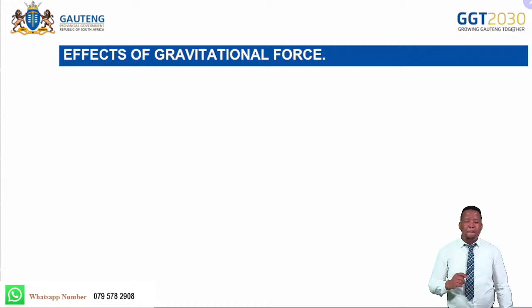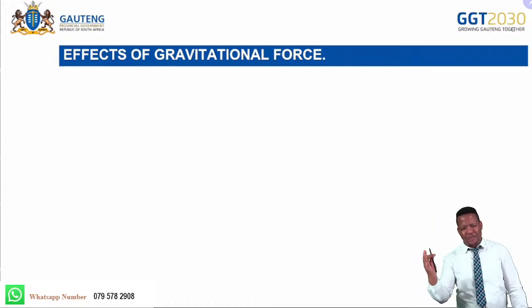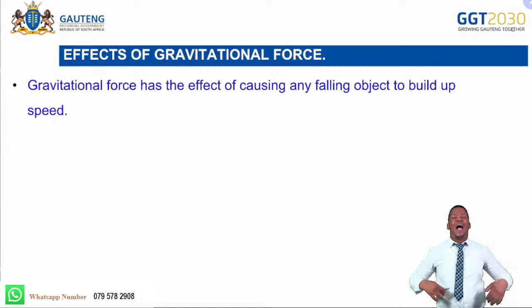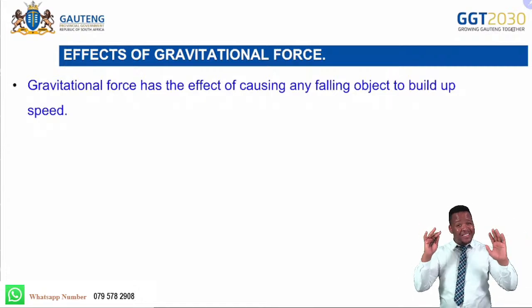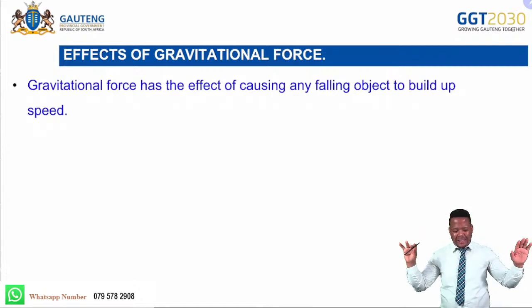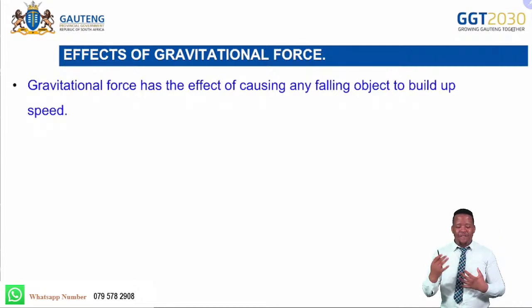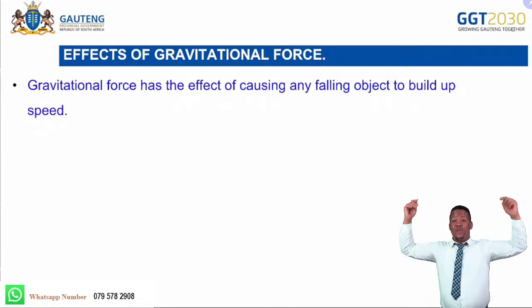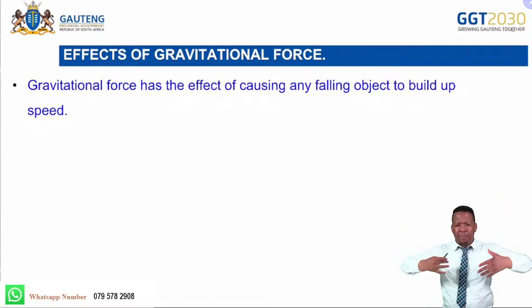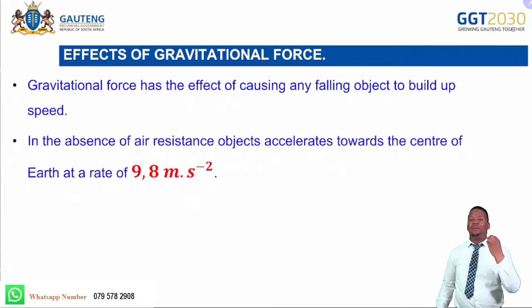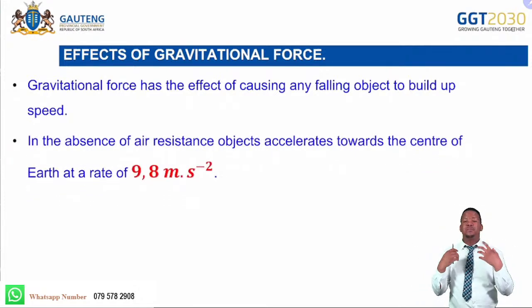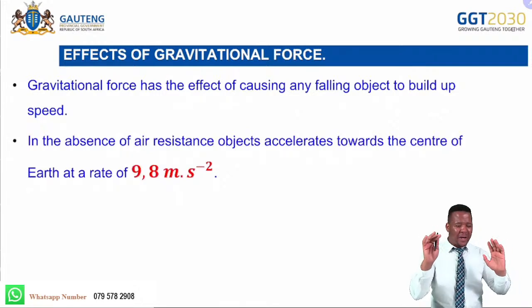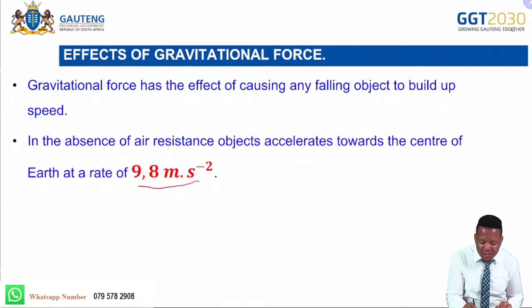Moving right along, the impact of gravitational force. We're still under gravity. I want you to understand this gravitational force perfectly. Gravitational force has the effect of causing any falling objects to build up speed, right? So as you are falling downwards, you are building speed. In the absence of air resistance, an object accelerates towards the center of the Earth at the rate of 9.8 meters per second squared. So this one, pay attention to it, right?